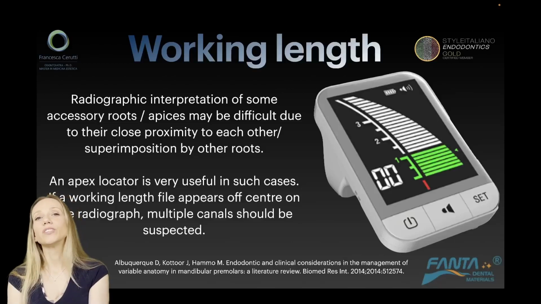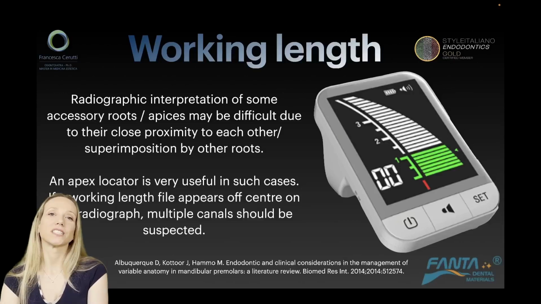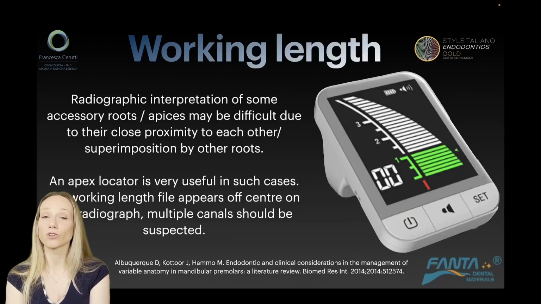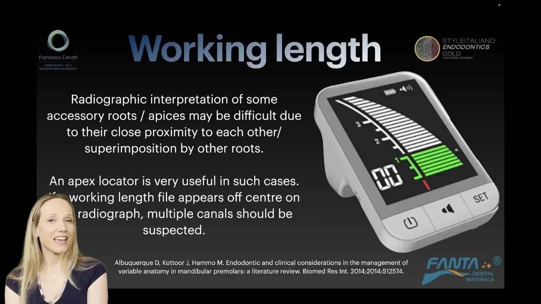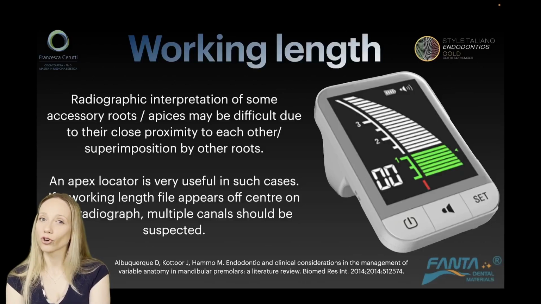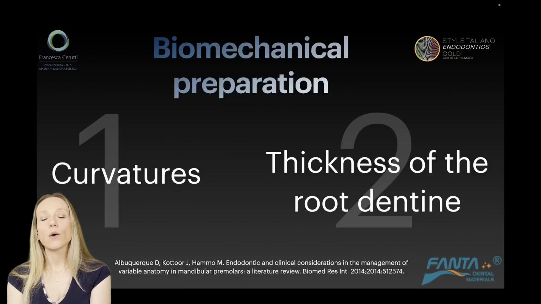What happens if we take an intraoperative X-ray and we see our K-file that is completely off of the center of the tooth? Well, in that case, we can intraoperatively suspect that there is another root canal, and so maybe we have to enlarge our access cavity and search for one more root canal opening. And what about the shaping?